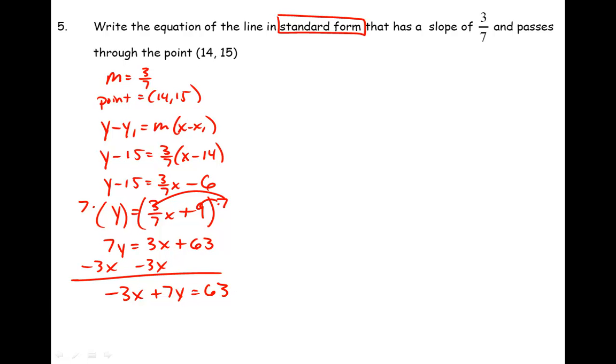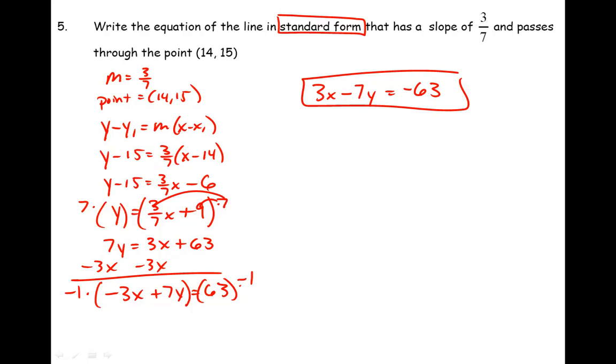But remember, for standard form, we want x and y on the same side. We did that. We want to clear our fractions, which we also did on the last step. But we don't want there to be a negative coefficient on the x, so we need to multiply everything by -1. When we do that, we get 3x minus 7y is equal to negative 63. So we've met all the criteria for standard form. We've taken a slope and a point, plugged it into point-slope, manipulated our form to get it into standard form.